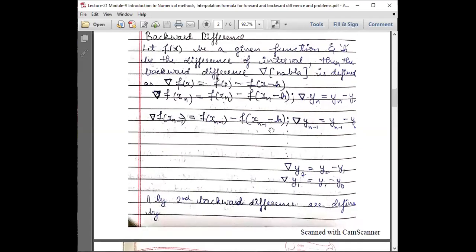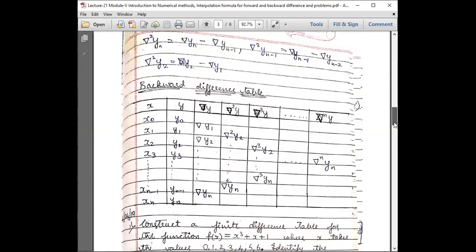So these are all the following terms. These terms can be constructed in the form of a table here: x, y, nabla y, nabla square y, nabla cube y, nabla to the power of n y. This is the forward as well as the backward term. The uppermost integers are the leading integers for the forward, and the last integers of the given table are the leading integers for the backward differences, isn't it?